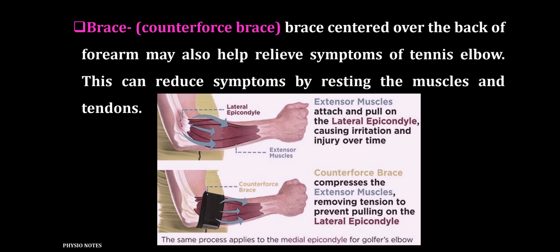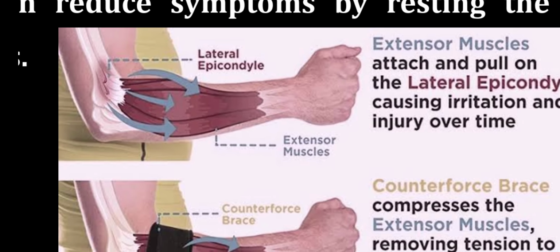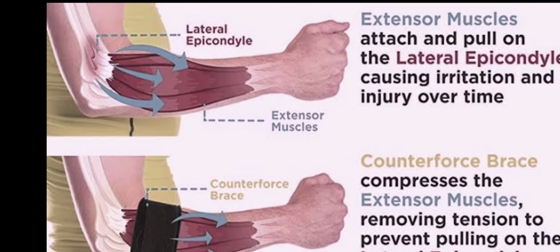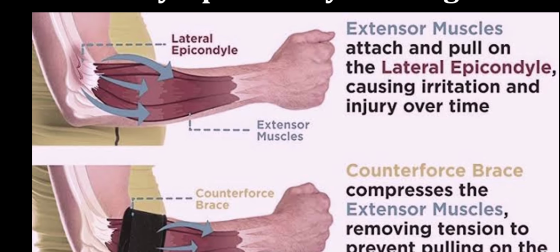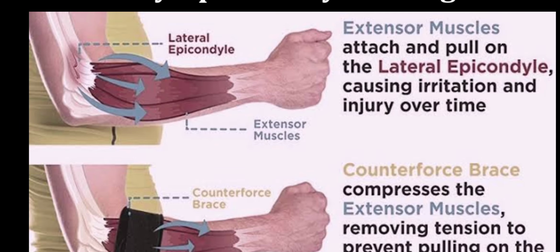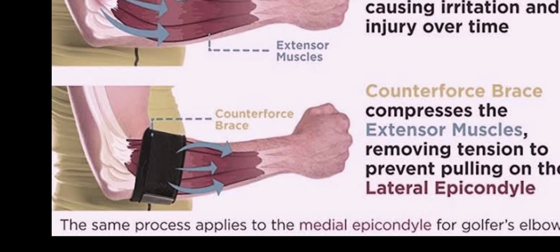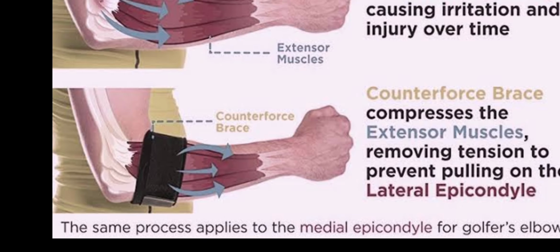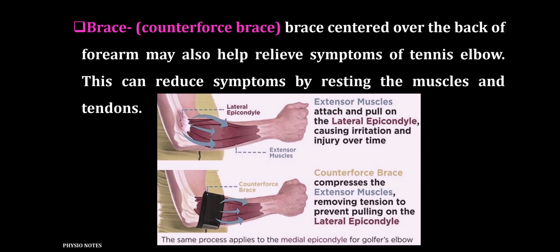In this picture you can clearly see the difference between wearing a brace and not wearing one. In the first picture there will be some irritation over the lateral epicondyle due to the pull of the extensor muscle over time. By wearing this counterforce brace, it compresses the extensor muscle and removes the tension by preventing the pulling of the muscles on the lateral epicondyle. This is the main use of the brace, and it reduces the symptoms by resting the muscles and tendons.